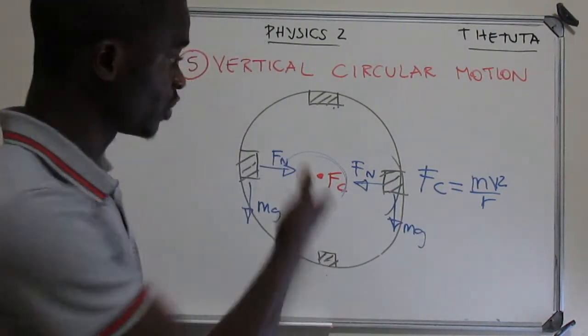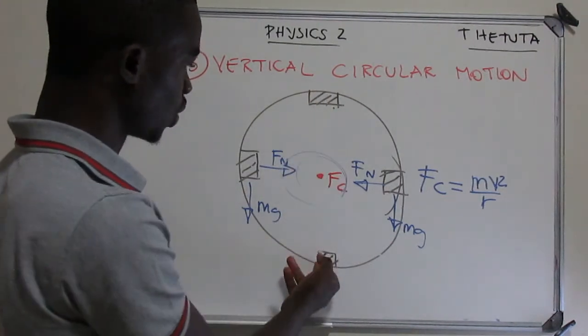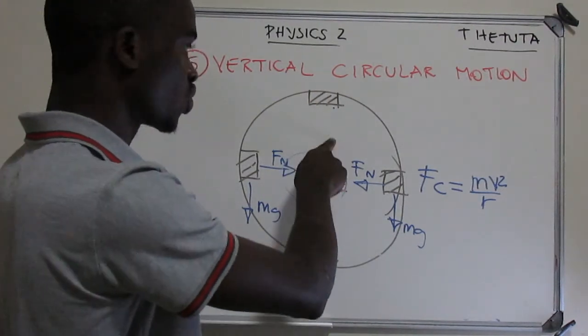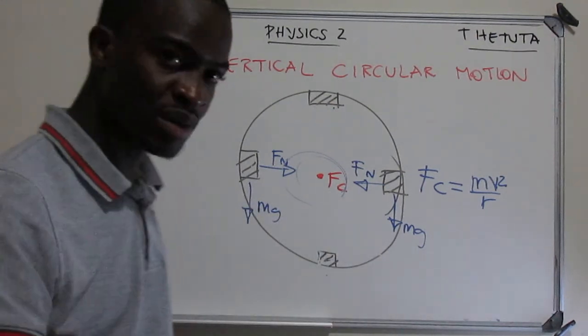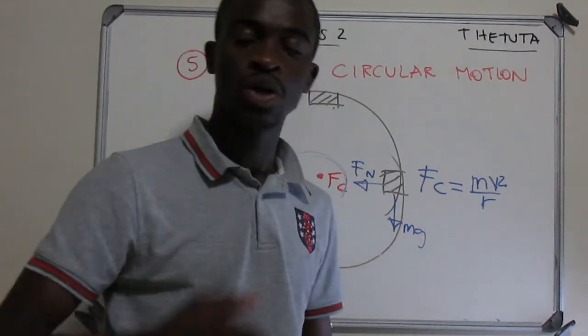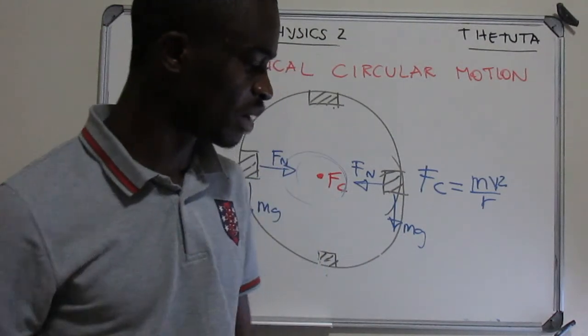As I said, the problem must identify top or bottom. If they say vertically, you have to solve it this way. If they say horizontal, then you have to apply those other methods. In the next coming video, we are going to explain how to solve problems. It's going to be a problem-solving case.